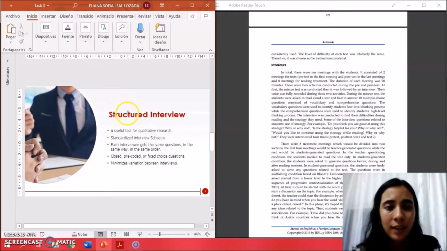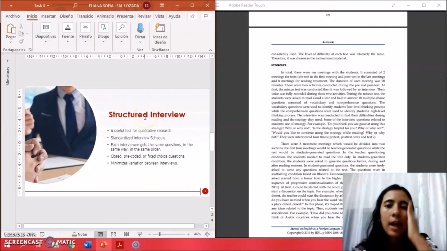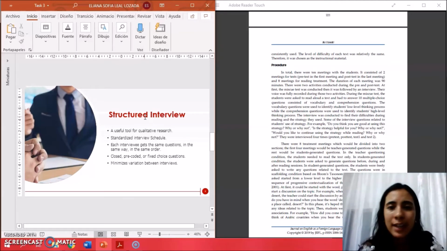Here we have a structured interview, and the structure of a prepared interview is the most static or rigid of all, since it is based on a series of predetermined and invariable questions that all interviewees must answer. In the miscue analysis and observation sessions, students were asked to generate questions before, during, and after the reading sessions.